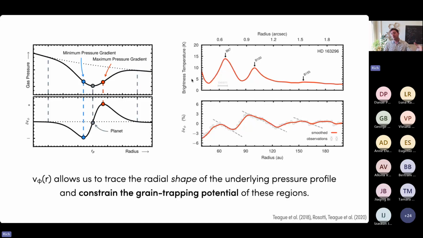So on the top right, I'm showing you the radial profile of the dust rings in HD 163296. On the bottom panel, the deviations in the rotational velocity. And you can see that over those three rings, we have this distinctive faster, slower rotation profile, which allows us to infer the pressure structure of that disk and show that indeed those rings are being caused by pressure maxima within the system. With DSHARP, we're only able to do this with two sources, HD 163296 and AS 209.